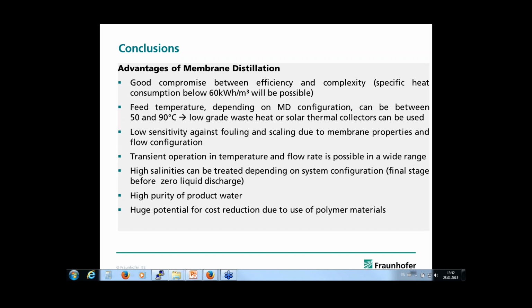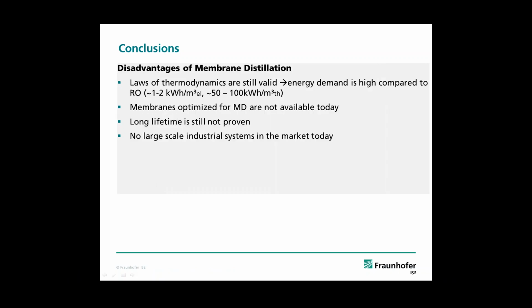Another system that was installed in the frame of the Medeiros project, EU FP7 project, was installed in the south of Sicily on a small island, and it was and is still operated with waste heat from a large diesel engine. The system consists of 12 membrane modules and is supposed to produce about 5 cubic meter of fresh water per day.